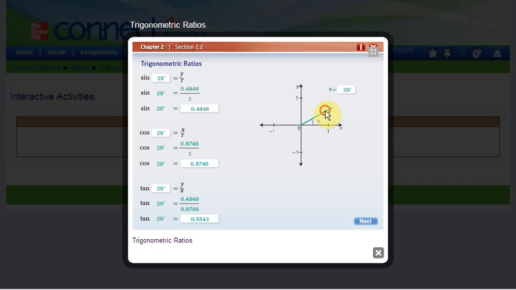Here, that's 29, I want 30. I'm nervous. I can't get this there. 30, okay, there we go.